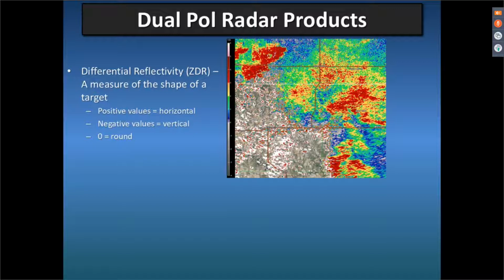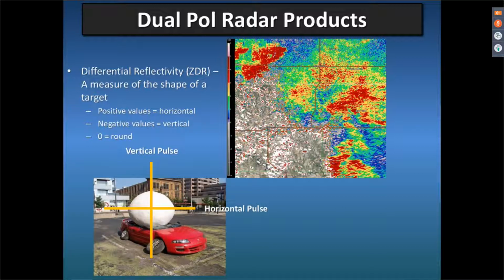One of the products we use is called differential reflectivity, or ZDR for short. And basically it measures the shape of the object that it's hitting. A ZDR around 0 indicates it's hitting a round object. A ZDR of above 0 indicates it's hitting a horizontal object, and a ZDR below 0 indicates it's hitting a vertical object.